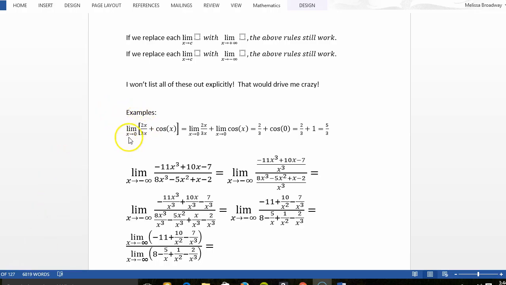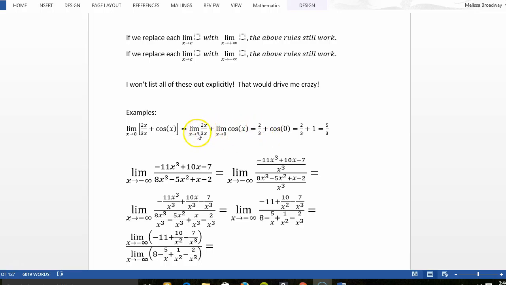The limit as x goes to 0 of 2x over 3x plus the cosine of x. Remember, the limit of the sum is the sum of the limits. And so that's just the separate limits right here and here. Now, the limit as x goes to 0 of 2x over 3x, that's just 2/3.